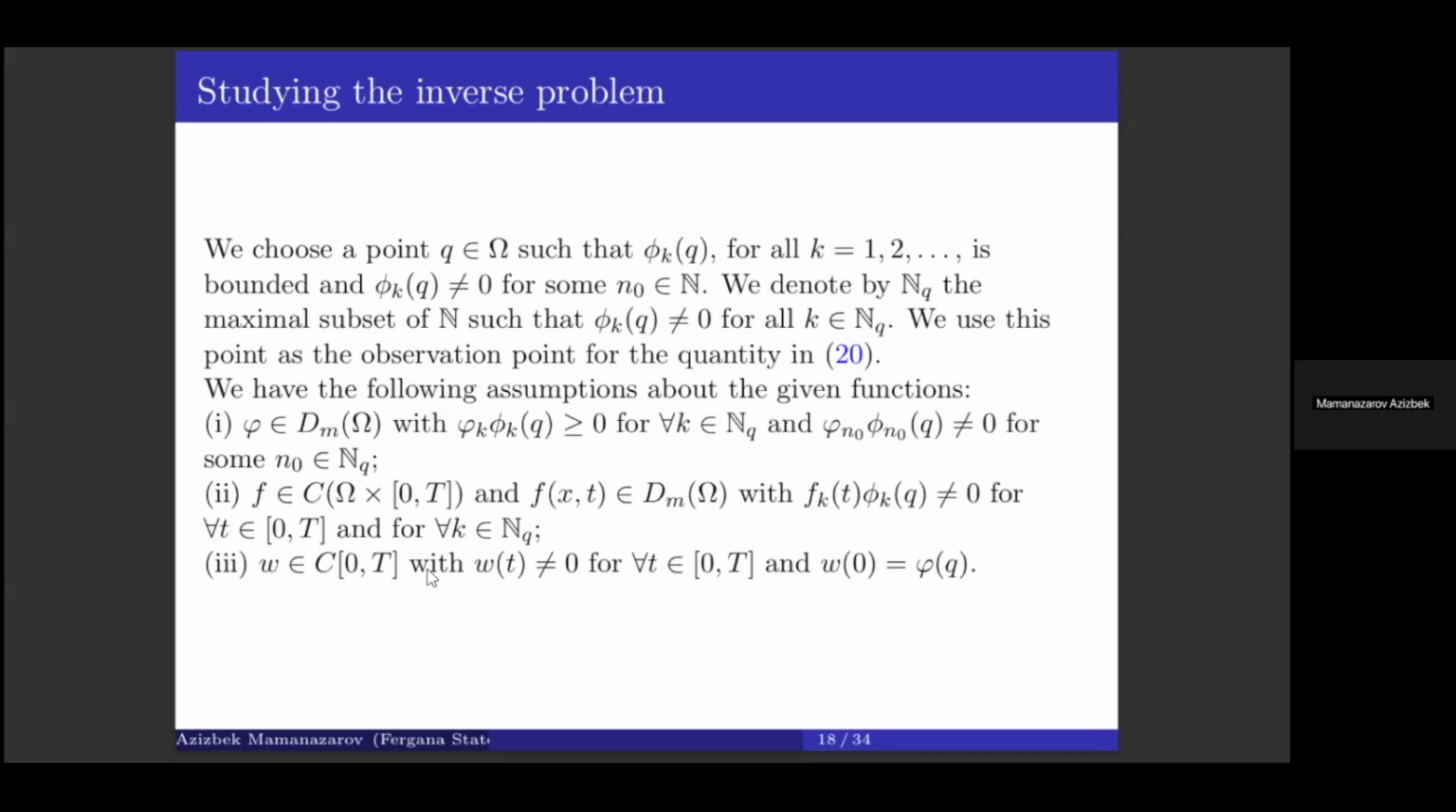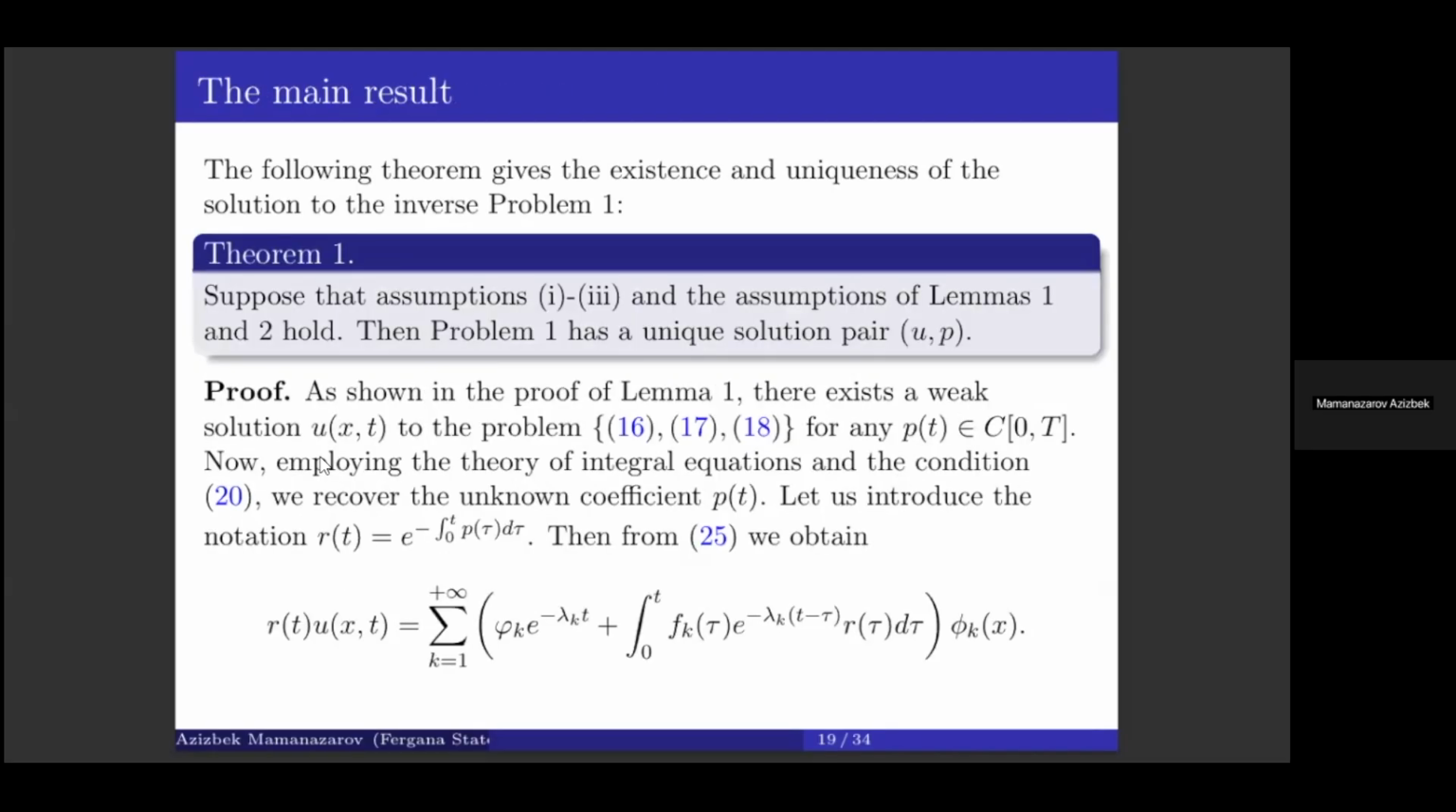This is some part of our result. We choose a point Q in our determination condition such that, more precisely, all of the eigenfunctions should be bounded. This is our assumptions, and this is our main result for the inverse problem 1.